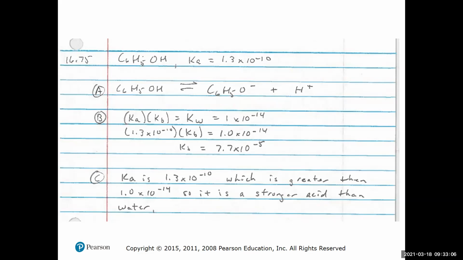And then finally in C, we're asked, is it a stronger acid than water? Well, we were told the Ka is 1.3 times 10 to the minus 10. Water is 1.0 times 10 to the minus 14. 10 to the minus 10 is a larger number than 10 to the minus 14. So that tells us that it's a stronger acid than water. Well, 10 to the minus 10 versus 10 to the minus 14, that's not saying much, but it is a stronger acid than water. Okay?